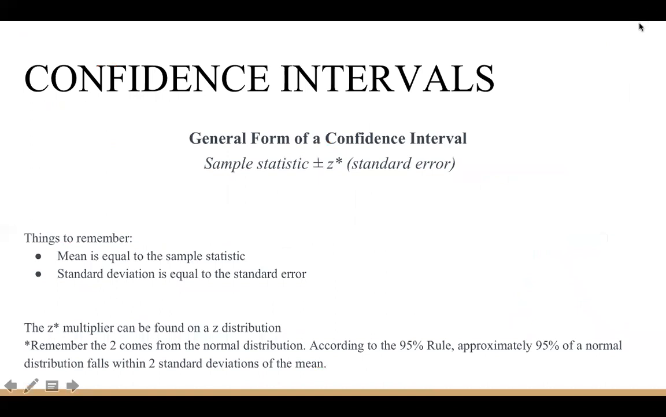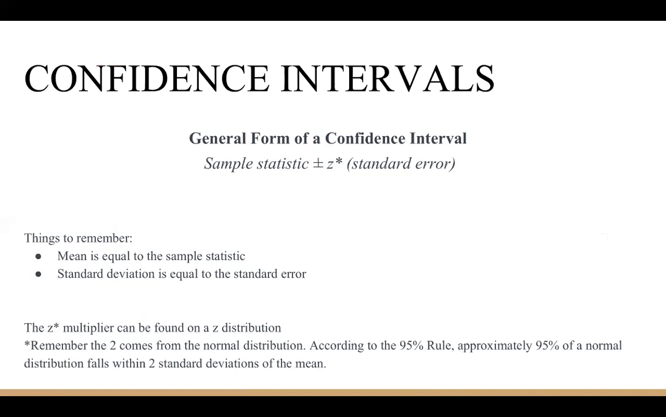Okay, so we just did hypothesis testing. Now we're going to go on to confidence intervals with normal distributions. So you know that the general form of a confidence interval is your sample statistic plus or minus your multiplier times the standard error. So for here, we're using a z-star as our multiplier with the normal distribution.